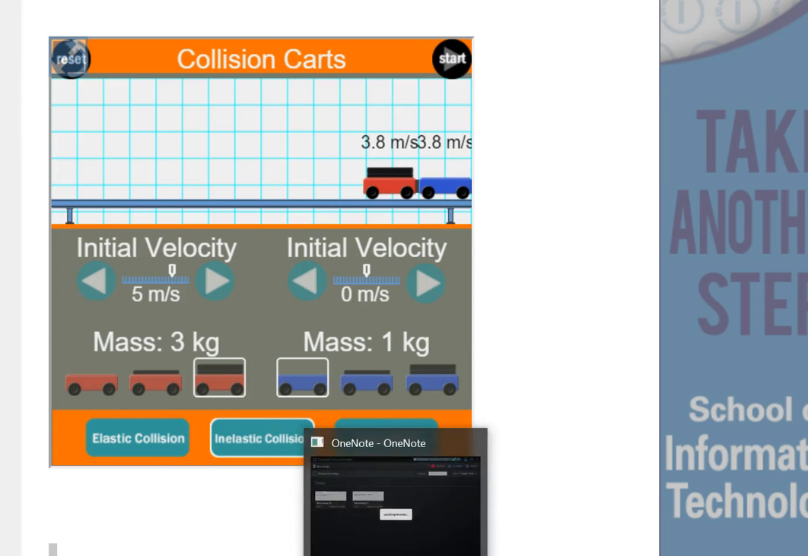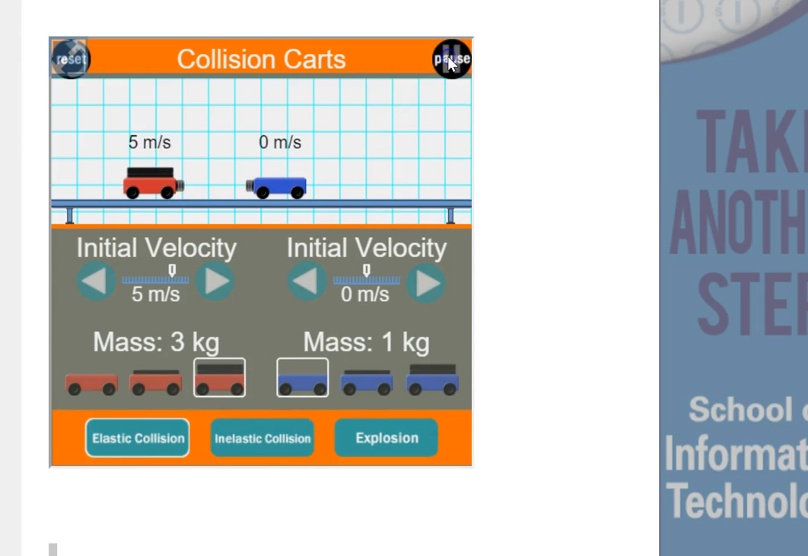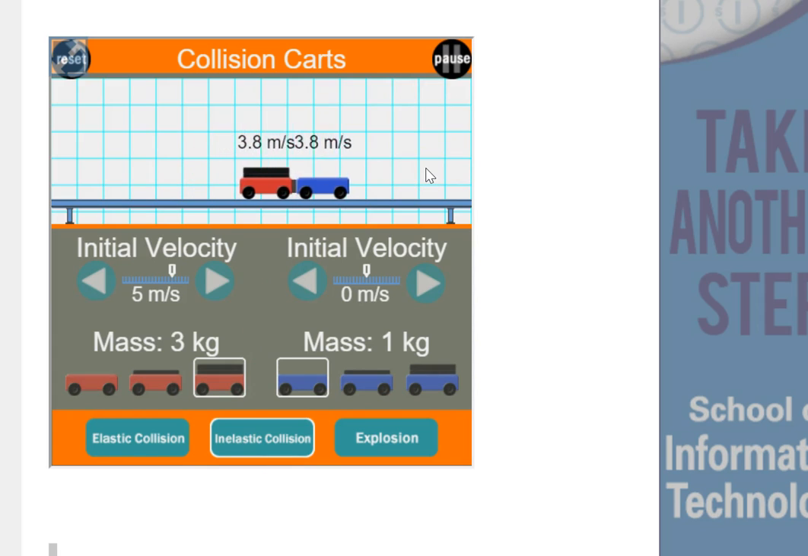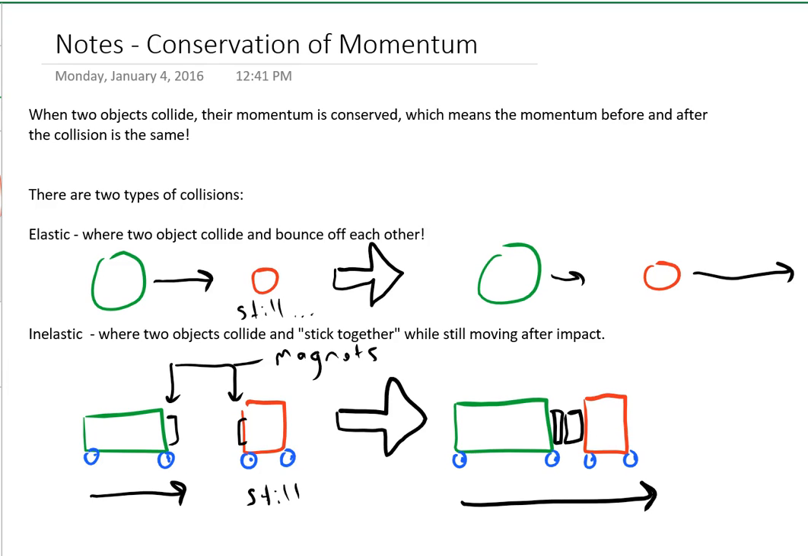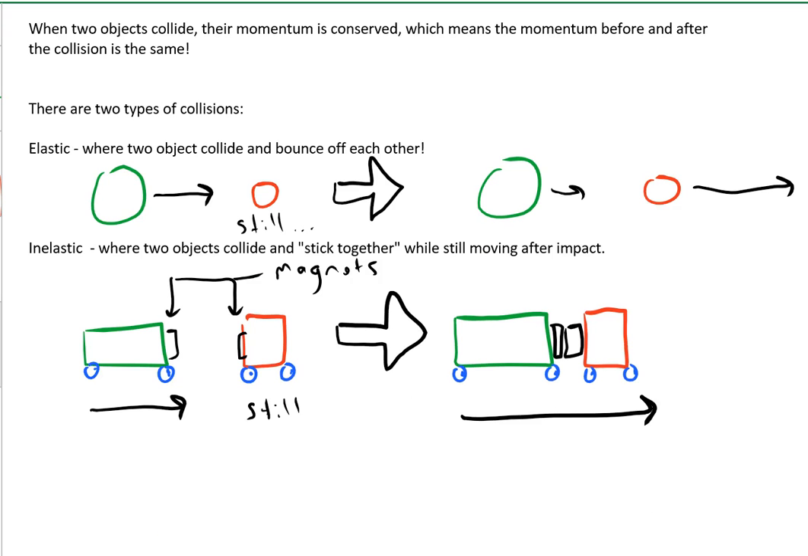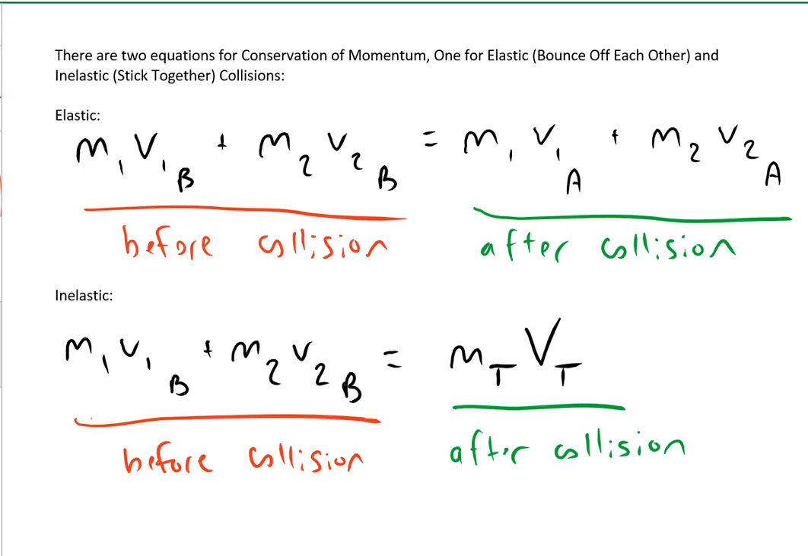Okay, so two types. Basically, if they bounce, that means we have an elastic collision. If they stick together, that means we have an inelastic collision. Okay, so that's pretty easy. Where it gets a little bit tricky is when it comes to our equations. Now, you might think, well, they're colliding, surely there's just one equation we need to use, but there's not. There's two. We have an equation for elastic collisions and an equation for inelastic collisions.